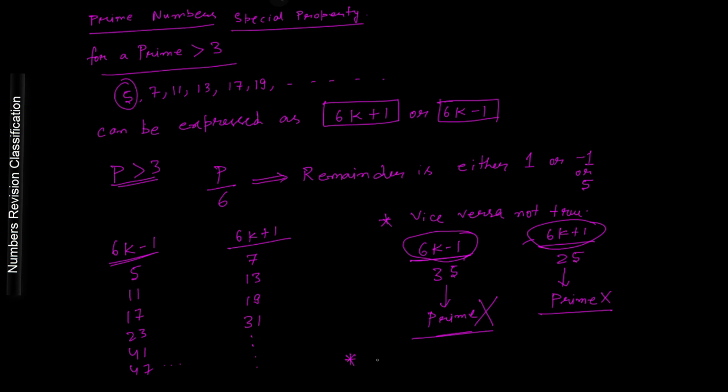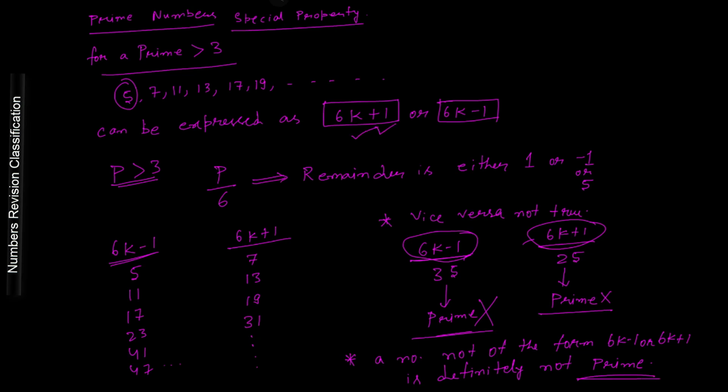I'll write it here. A number not of the form 6k minus 1 or 6k plus 1, greater than 3, is definitely not prime. That is very clear. This is how you have to remember it. But if it is a prime number, then it has to be either of the 6k plus 1 form or the 6k minus 1 form. Just remember that.